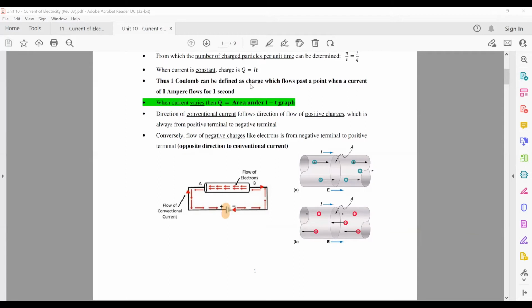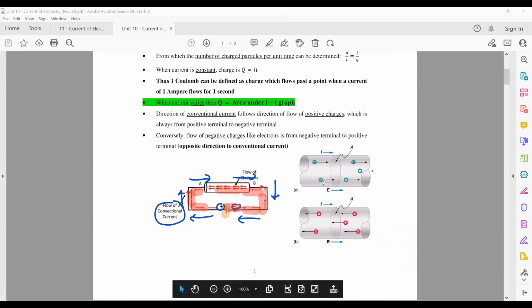Your flow of conventional current is from the positive terminal to the negative terminal. So you see it going like this, like this, like this. This is the flow of conventional current. But when you're talking about the flow of electrons, electrons will be opposite. You will see it as these red colored lines here. They will flow from negative terminal to positive terminal, opposite to the flow of positive charges. So this is for current.